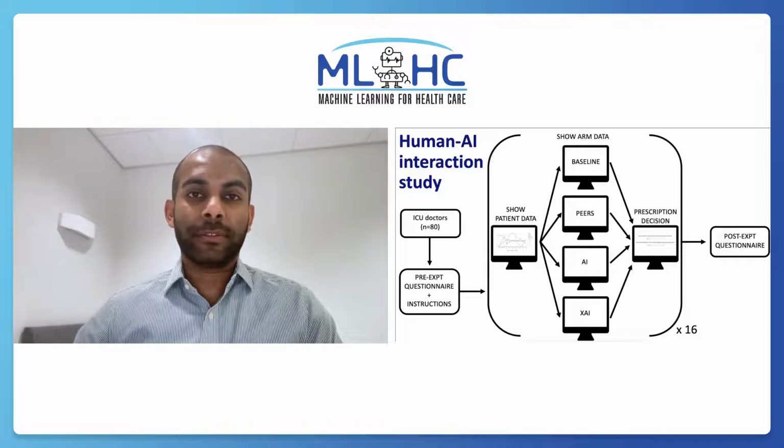Peers, they were shown what other doctors had done for similar patients. AI, they were shown an AI dosing suggestion from our reinforcement learning-based decision support tool. And in explainable AI, they were shown the AI dose suggestion as well as a basic explanation formed from feature importance.